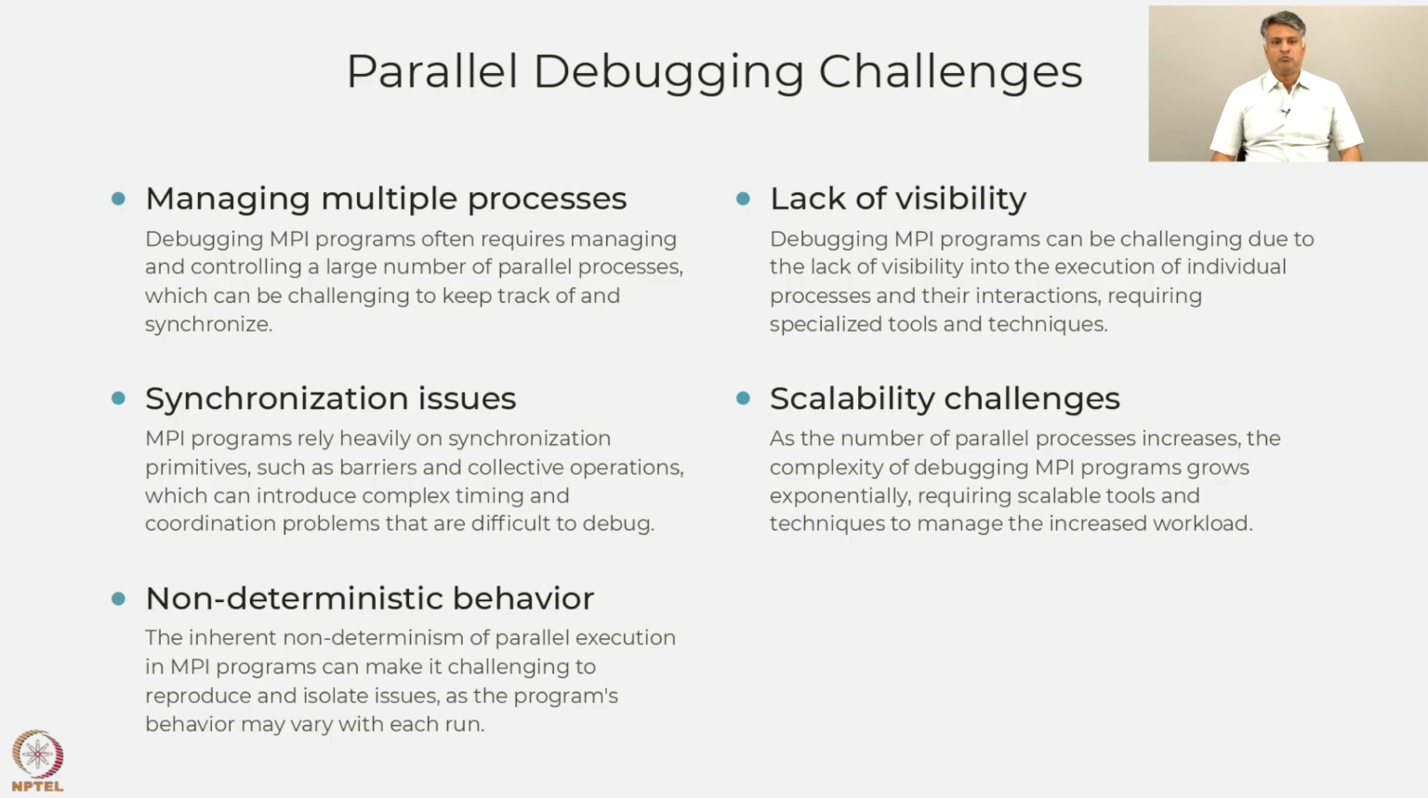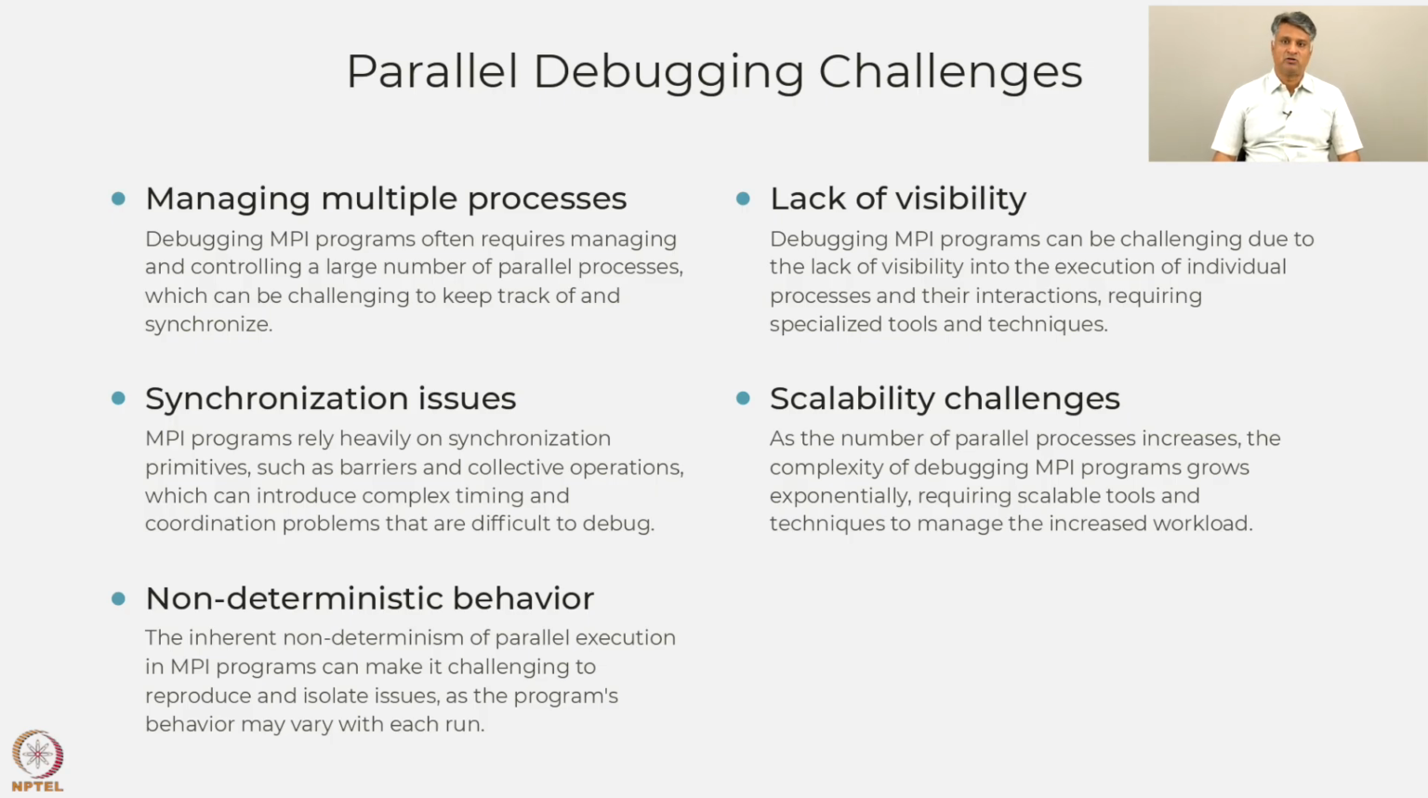The next thing is that most MPI programs rely heavily on synchronization primitives such as barriers and collective operations like reduce. This can introduce very complex timing and coordination problems that are difficult to debug. And because these codes and processes are running on different machines, they essentially have non-deterministic behavior, because the algorithm itself will work on different parts of data sets. So that is the inherent non-determinism in parallel execution of MPI programs.